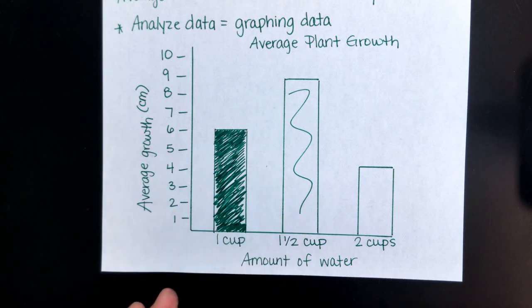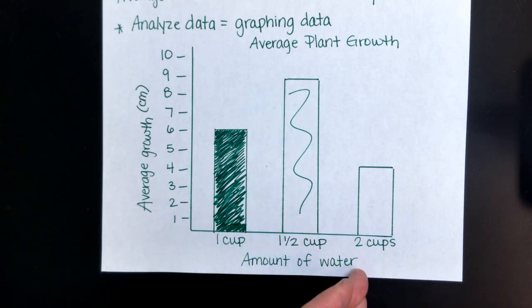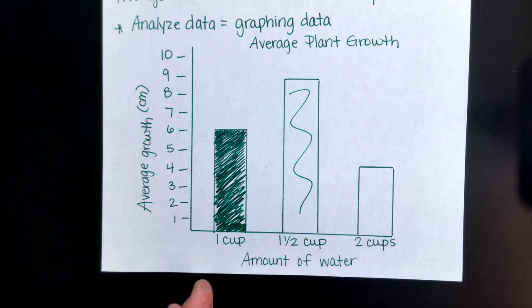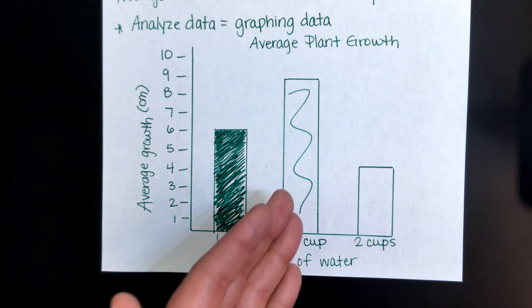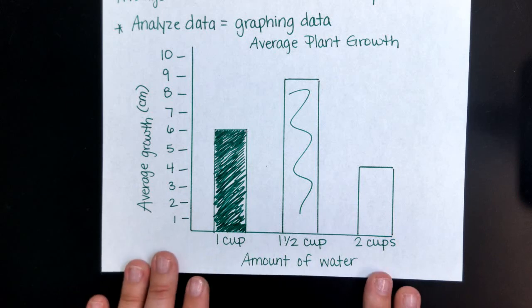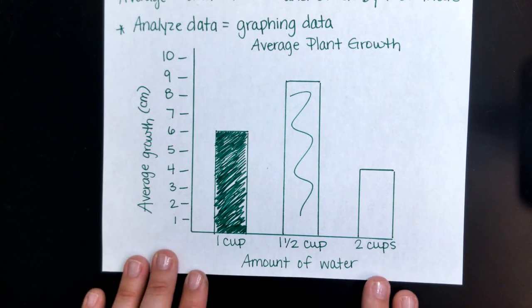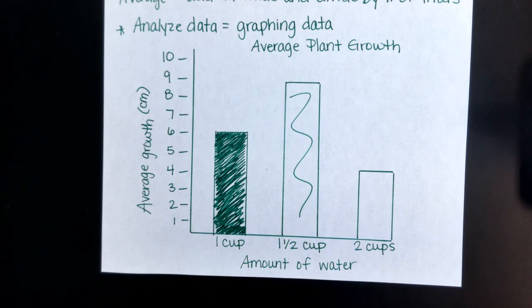With this, we could see the relationship. The more water that the plant got, the less it grew. Okay? The middle amount helped it grow the most. The 1.5 cups had the highest average. Those kind of things you can tell. This is your visual representation of your data. And this is the end of the notes.